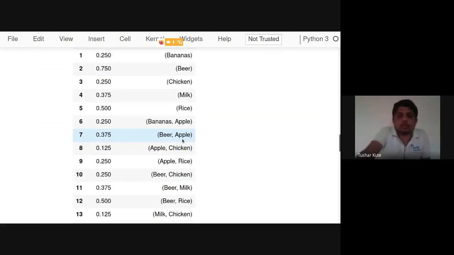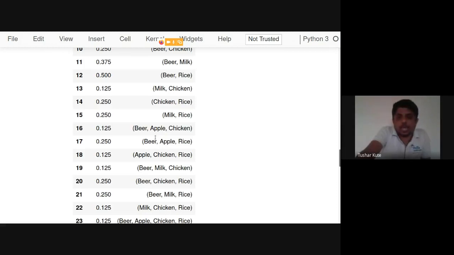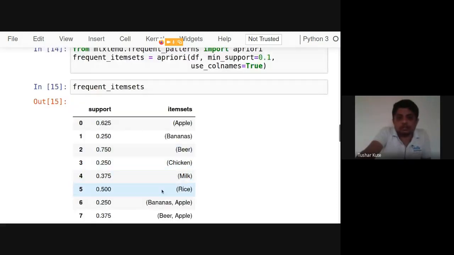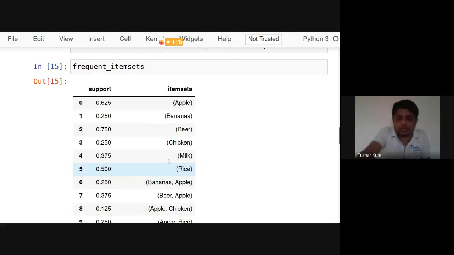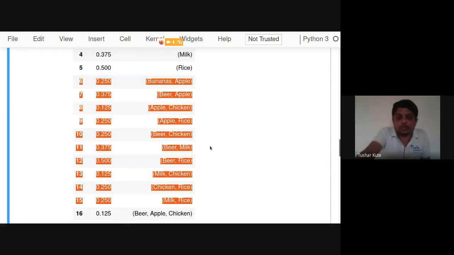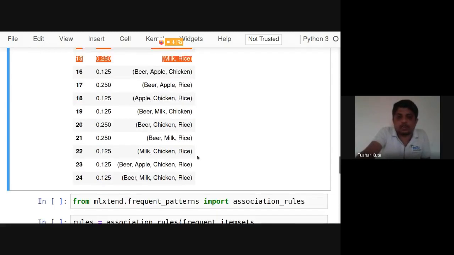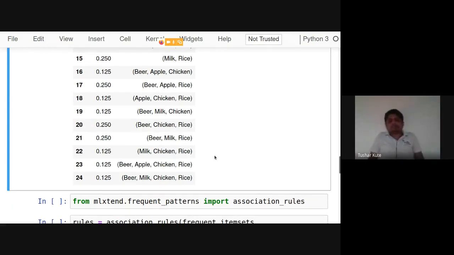Now see, minimum support is considered 0.1. Now see: apple, banana, beer, chicken, milk, rice, then banana, apple, beer, apple, then apple, chicken, apple, rice. So that is the first level of candidates, correct? Then let's go to the second level. This is the second level, their combinations. Then this is the third level, their combinations, and this is the fourth level. 24 sets of items are possible in that. Fine, the first step is completed.